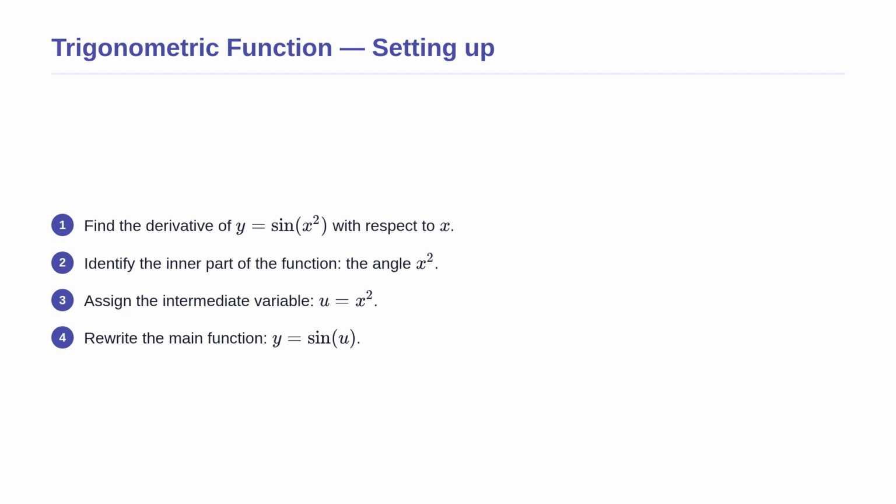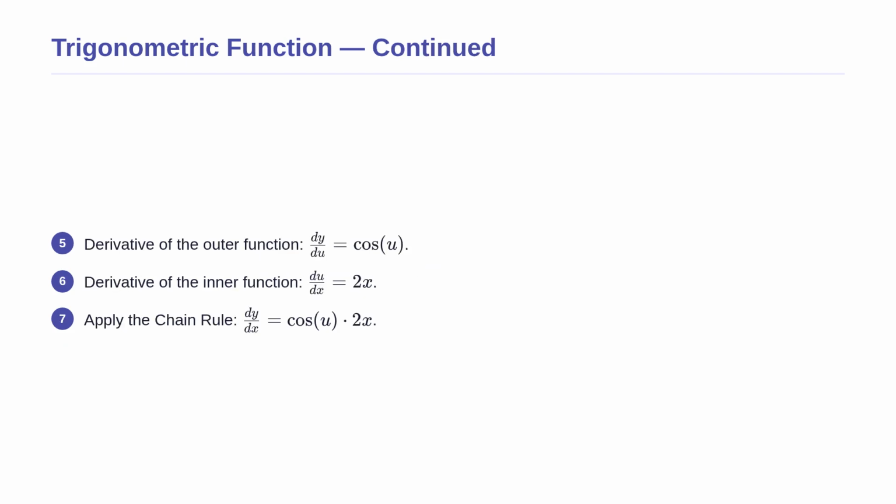This allows us to rewrite the main function simply as y equals sine of u. We have successfully separated the complex function into two manageable pieces. Moving forward, we take the derivatives of our separated layers. The derivative of our outer function, sine of u, is a standard result, cosine of u. Notice that the inside variable remains completely unchanged at this step.